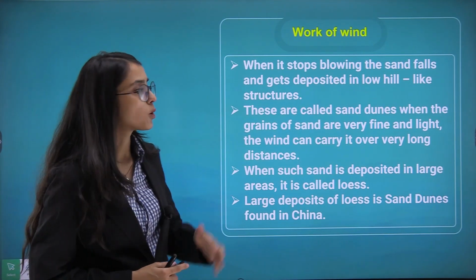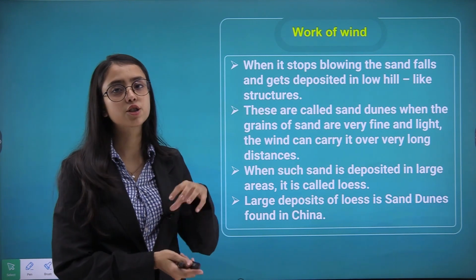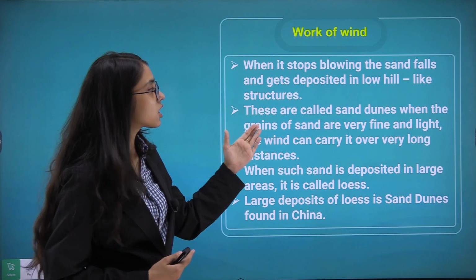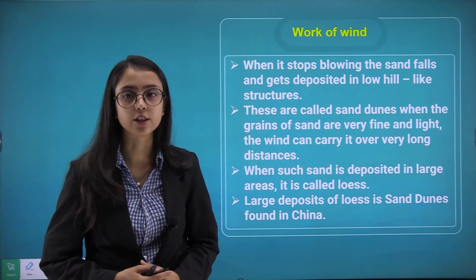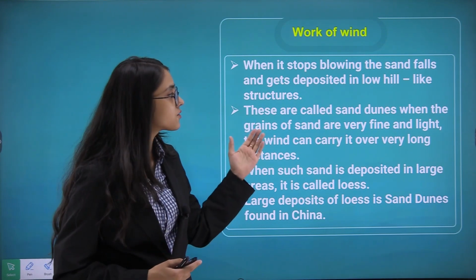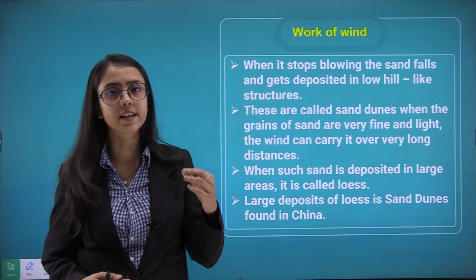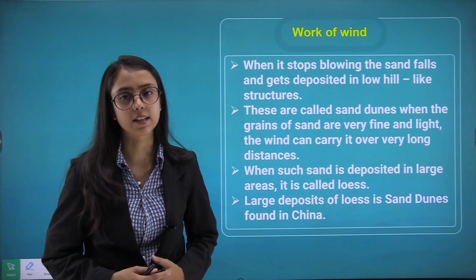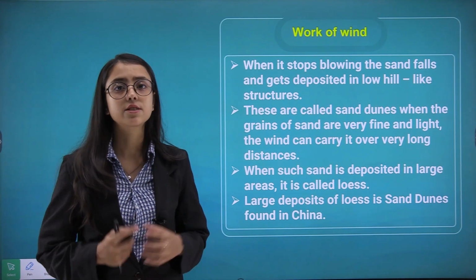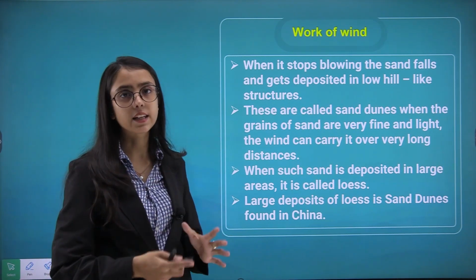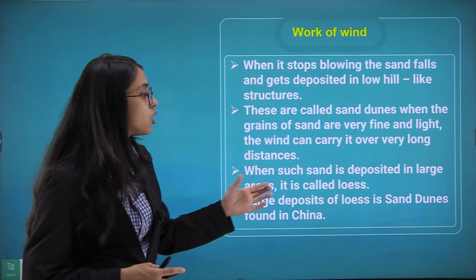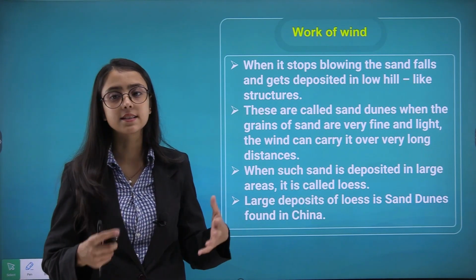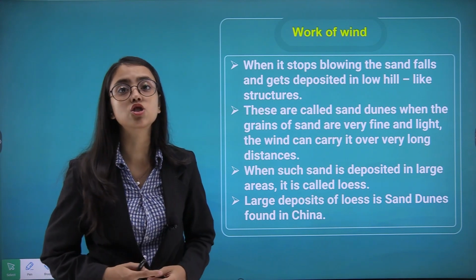When the wind stops blowing, the sand falls and gets deposited in low hill-like structures. These structures are therefore called sand dunes. The grains of sand are very light and fine in nature, and the wind can carry them for a very long time. When such sand is deposited in large areas, it is called loess. Large deposits of loess and sand dunes are found in China.